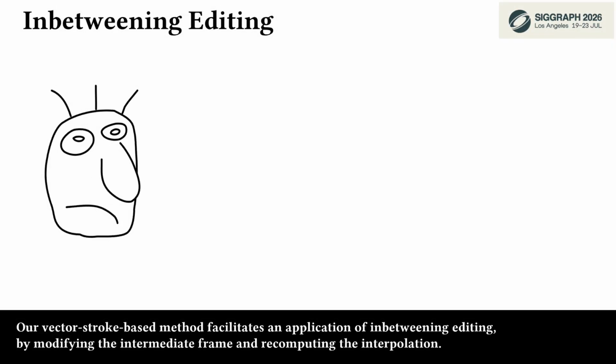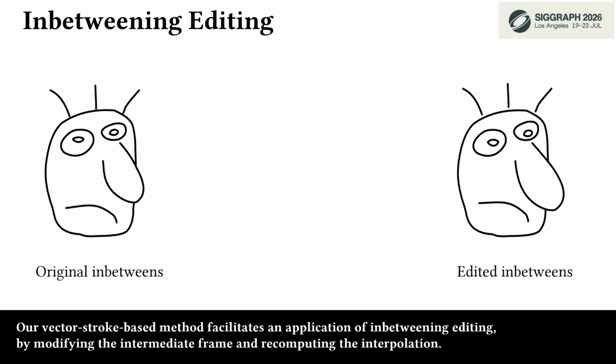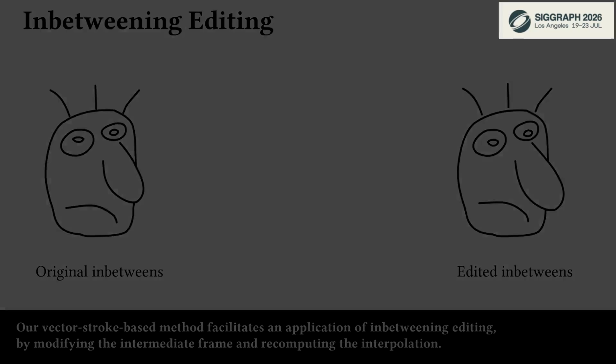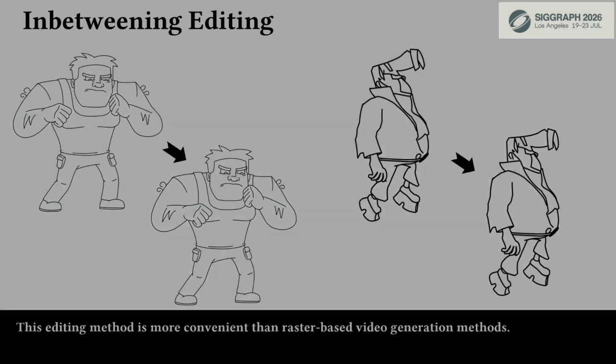Our vector stroke-based method facilitates an application of in-betweening editing by modifying the intermediate frame and recomputing the interpolation. This editing method is more convenient than raster-based video generation methods.